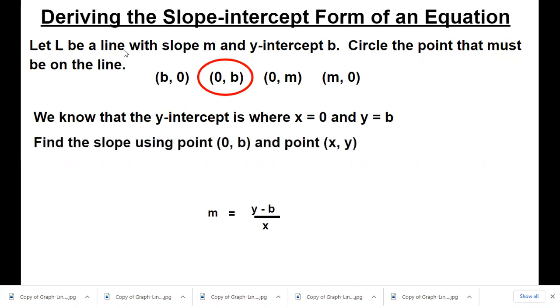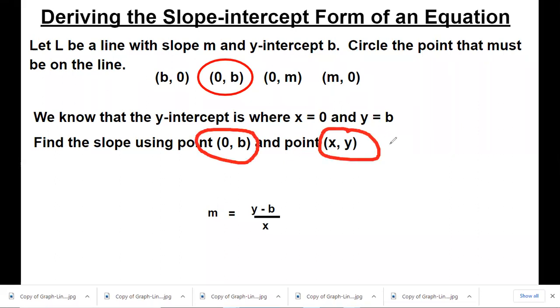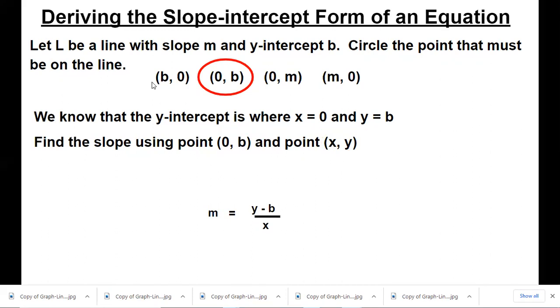Find the slope using point (0, b) and point (x, y). So we're just going to plug it into the formula. We have our y2 minus y1. So this is one point. Even though it's a letter, don't worry about that. So y2 will make this point y2, we'll make this point y1, and this would be point x2, and this would be point x1, right?